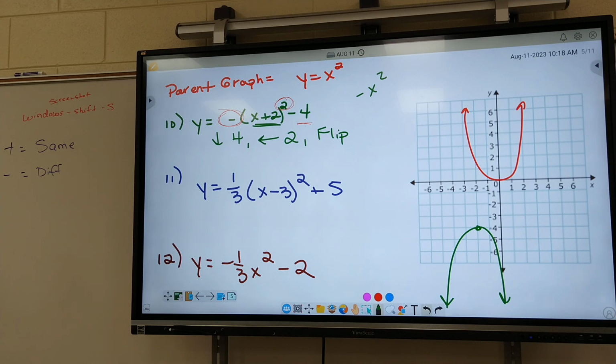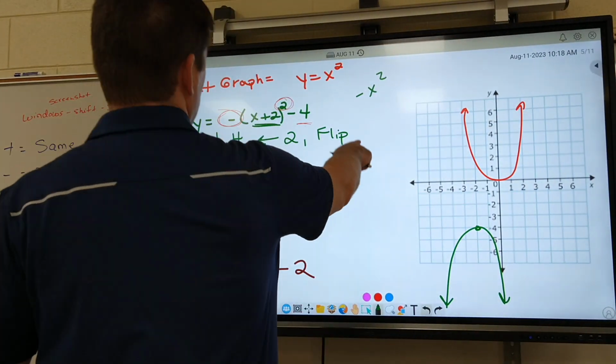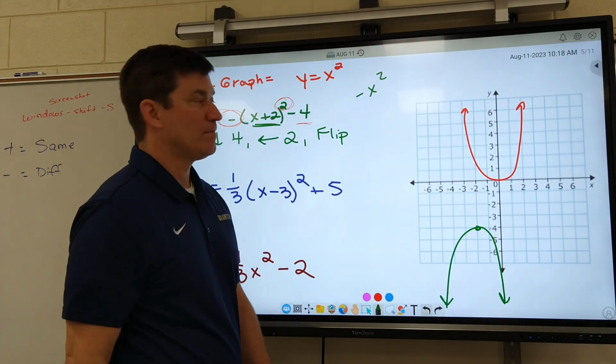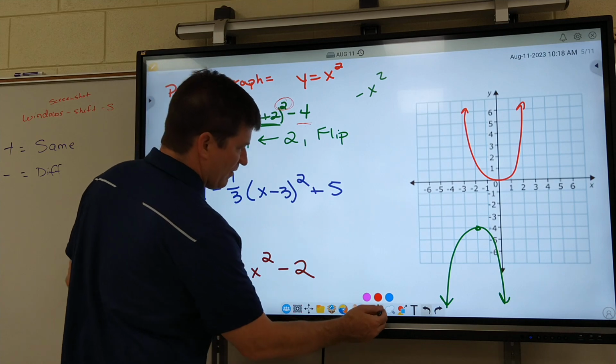Y equals negative x squared. And hit graph. Yeah, well, it should graph it for you. Let's see. Yeah. It did it backwards, because we put a negative in front of it this time. All right, let's go to number 11.